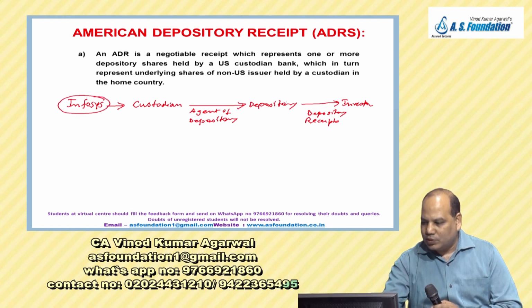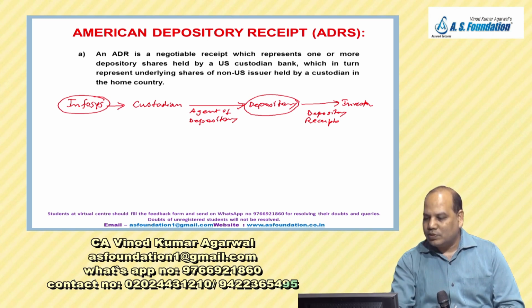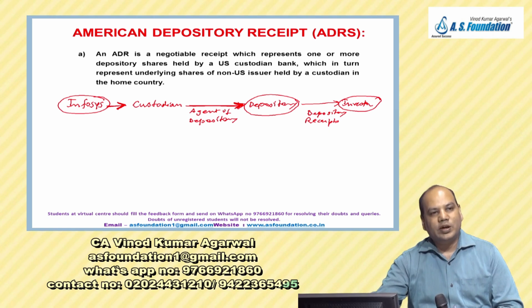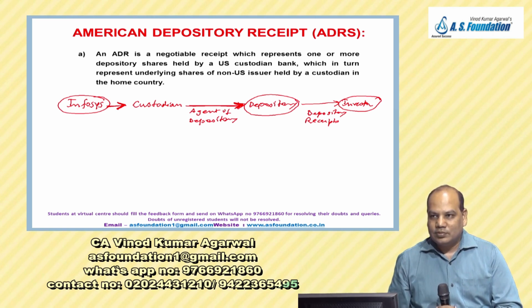So this is the procedure in simple terms. First, Infosys and the depository will have to enter into an agreement or an arrangement that we want to issue shares in your country, but we can't issue it directly. We are a non-US company. So the depository will say you issue shares to this custodian. When the custodian receives the shares, it informs the depository, and then the depository will issue depository receipts to the American investor. And then these depository receipts are usually listed on the stock exchanges of USA, where the investors can trade in them.